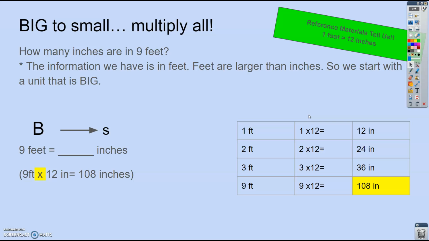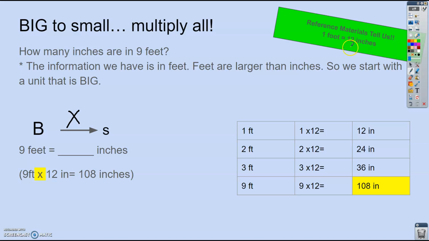So we're going to do a couple of practice problems. There's a rhyme that helps me remember: big to small, multiply all. When we're talking about big and small, we're talking about units of measure. For example, how many inches are in 9 feet? The information we have is in feet. We have 9 feet, and I know that feet are larger than inches. So we start with a unit that's big. We're going big to small, multiply all. We have to find the connection.